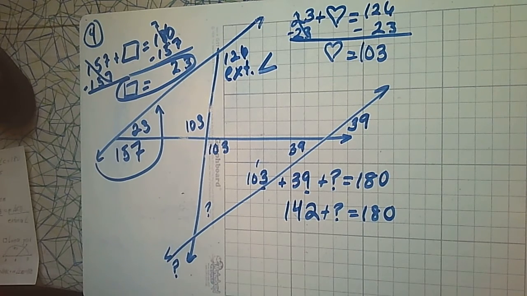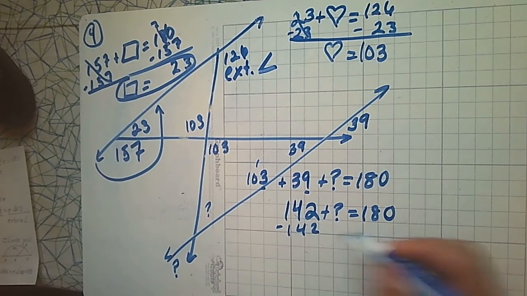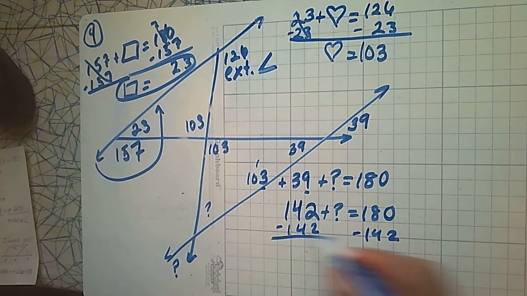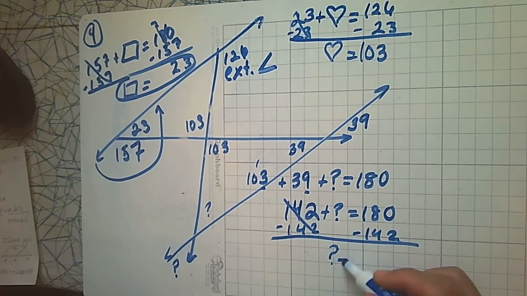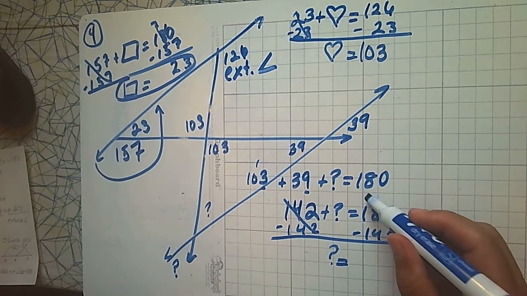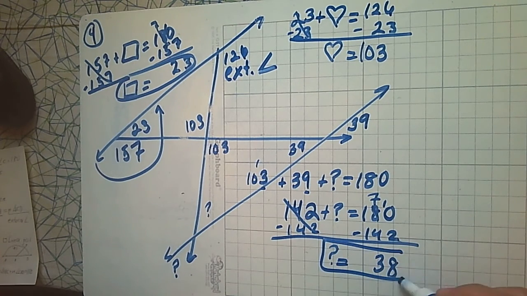Get the question mark by itself. Minus 142, minus 142. These will cancel. So the answer will be question mark is equal to 180 minus 142. 0 minus 2 I can't do, so I need to borrow. That'll be a 7. 10 minus 2 will be 8. 7 minus 4 will be 3. So the question mark will be 38.